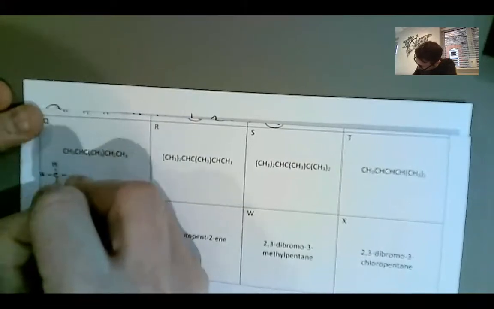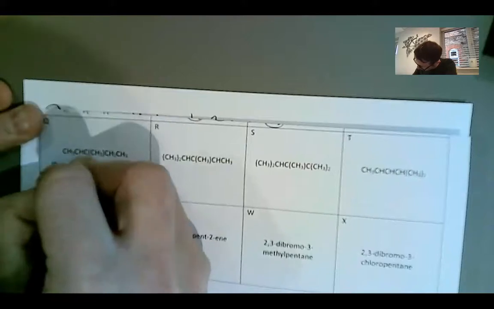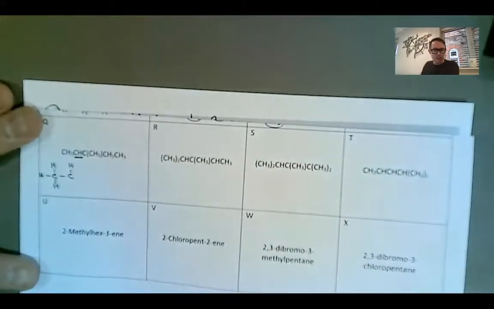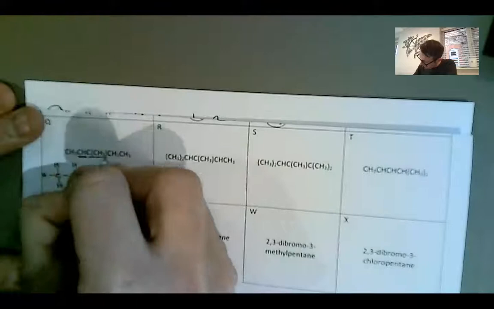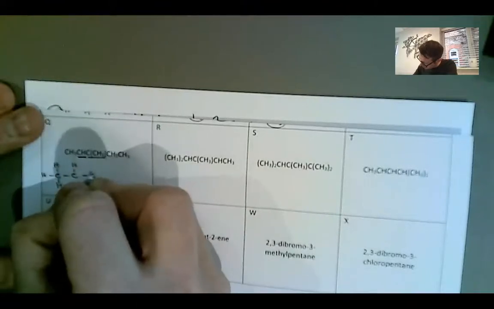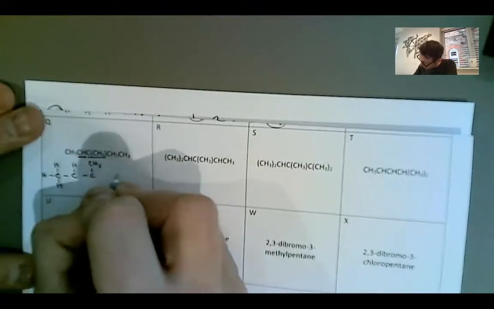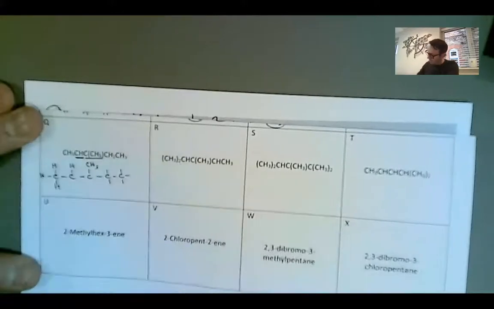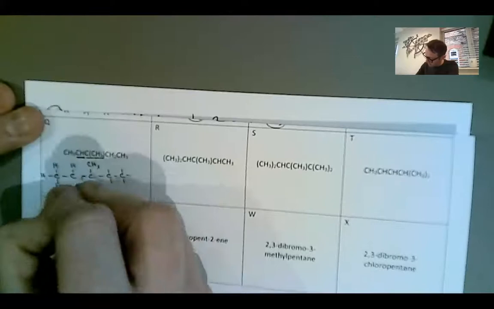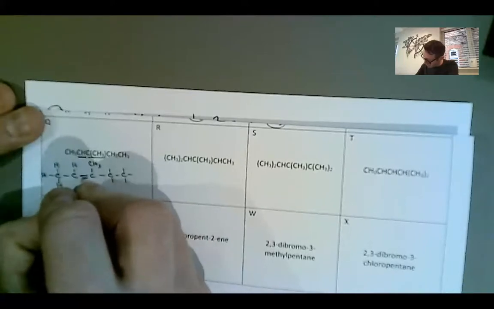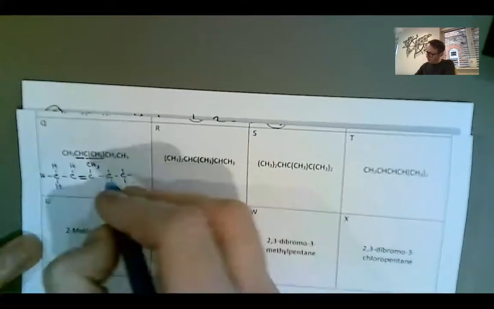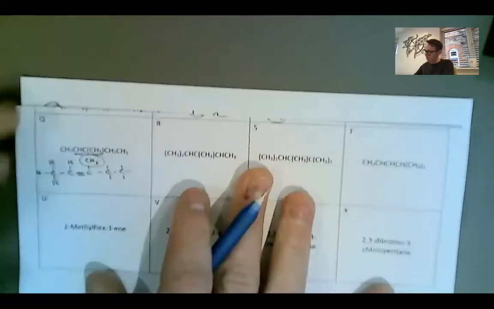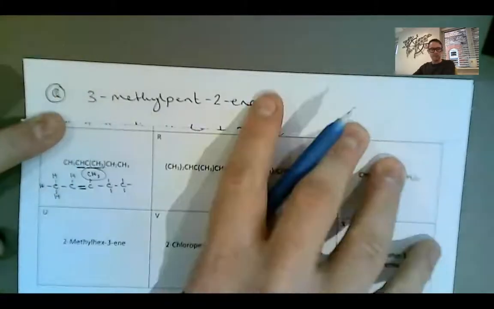I've got a C with an H, so that's that bit. I've got a C with a CH3 branch, so C with a CH3 branch. I've got a CH2, and I've got a CH3. So because these two carbons don't have enough bonds, that means there has to be a double bond in between them. So I'm dealing with 3-methyl pent-2-ene, okay, for Q.